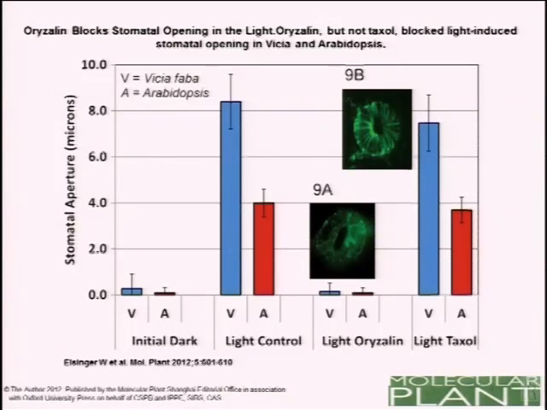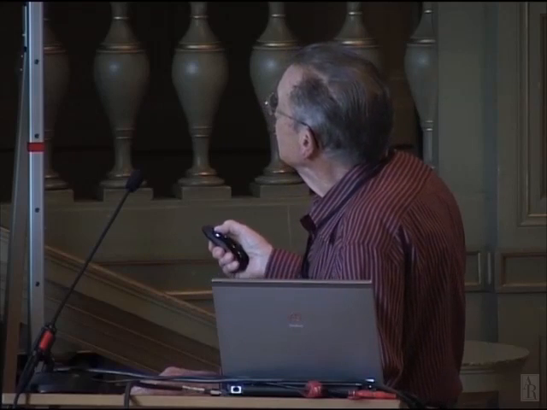And now we have both Vicia faba and Arabidopsis, and just looking at stomatal aperture. And if they're initially in the dark, of course, the aperture is very small. Put them in the light, up they go. But if you put them in the light in the presence of Oryzalin, they don't open. And you can see what the cell looks like. Whereas if you put them in the light in the presence of Taxol, up they go, and you get these beautiful bundles forming, or, well, associations. I don't quite dare call them bundles yet.